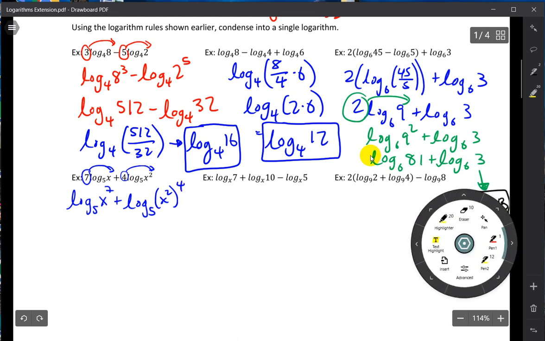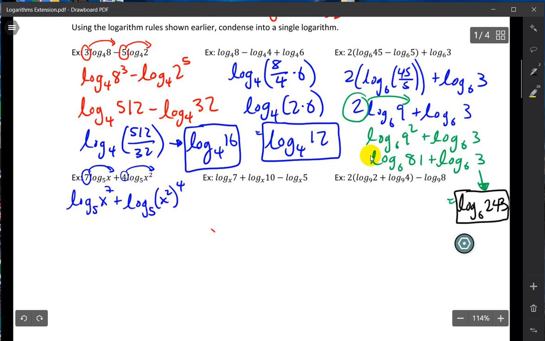Now we need to simplify the inside here. This is x squared times x squared times x squared times x squared. If you do that out, that should be x raised to the 8th. In other words, 2 times 4, you multiply those exponents together. Log base 5 of x raised to the 7th plus log base 5 of x raised to the 8th.